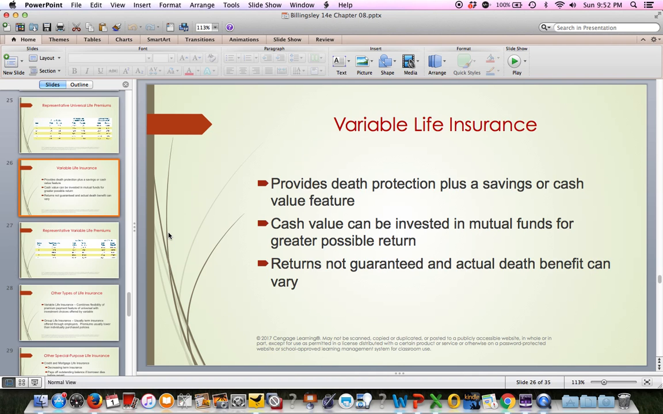What's different between universal life and variable universal life is that with variable universal life, the policyholder chooses where the money is invested. You get to choose from a portfolio of mutual funds where the money you put into the policy is invested and taken care of. That's why there's no guaranteed minimum. The returns can vary because it's all based on how the mutual funds you invested in performed.